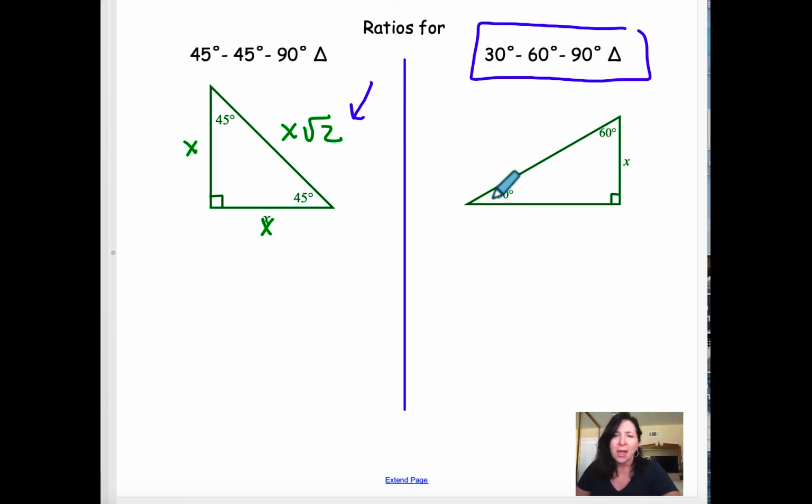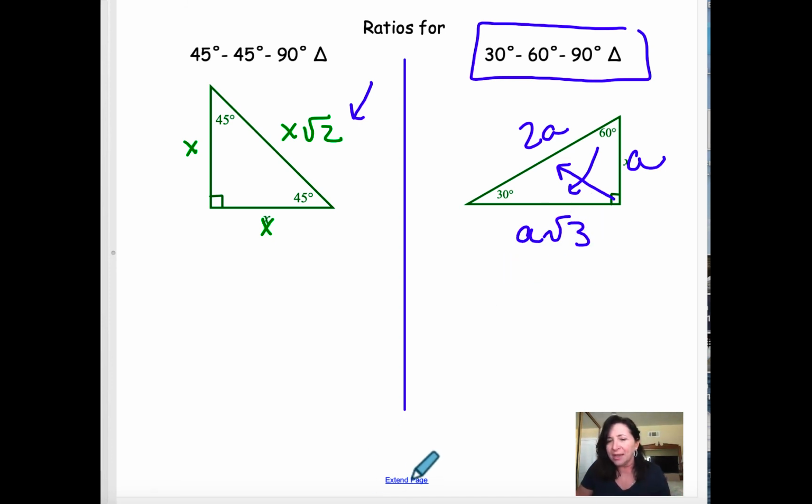Let me show you. Across from the 30-degree angle is A. Across from the 90, not 60, across from the 90-degree angle is 2A, okay? People think, well, it's 30 and 30 is 60, therefore it's 2A. That's not true. Across from the 90 is 2A. And across from the 60-degree angle is what we call A root 3.